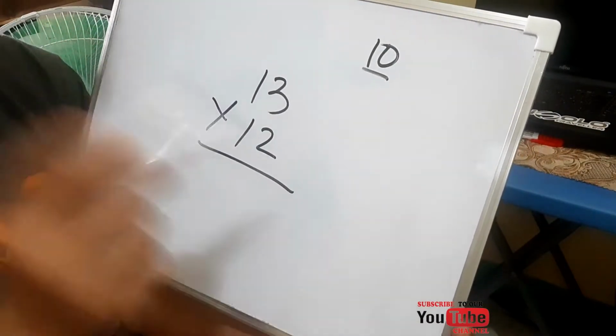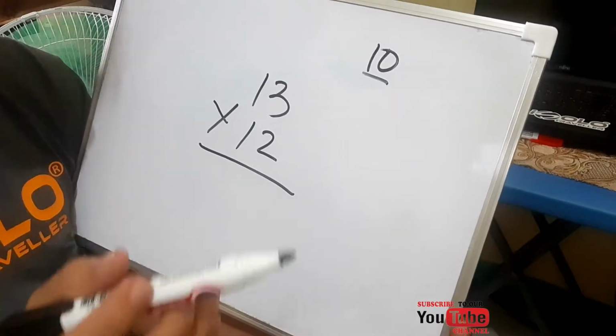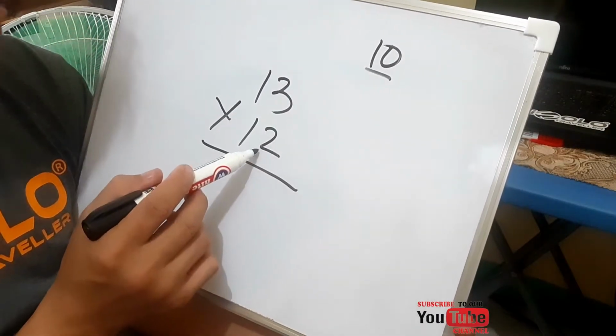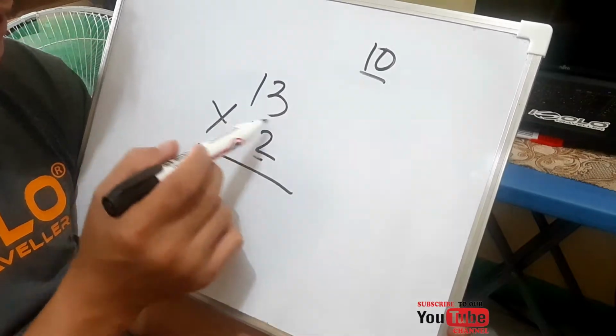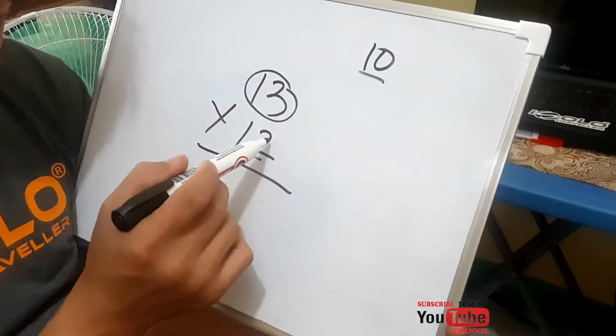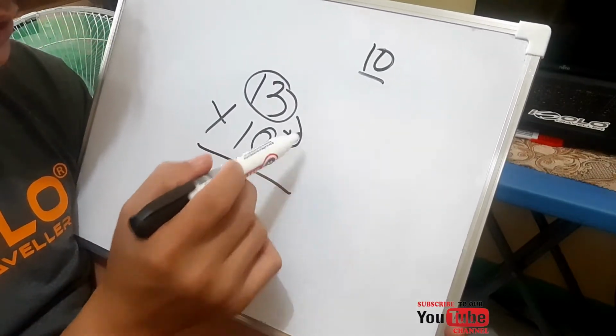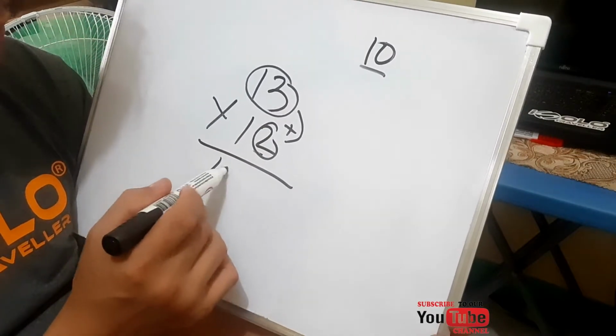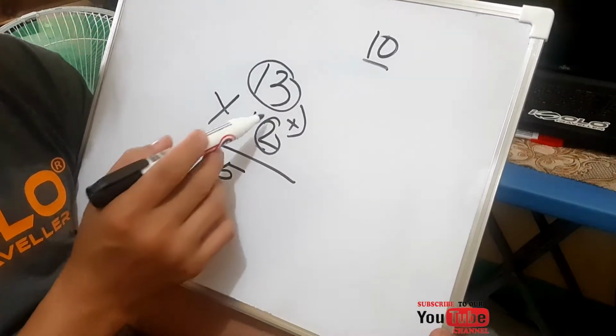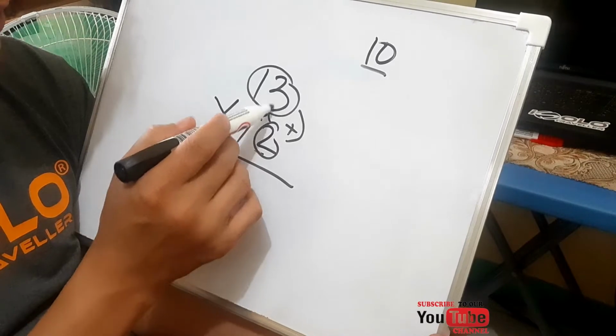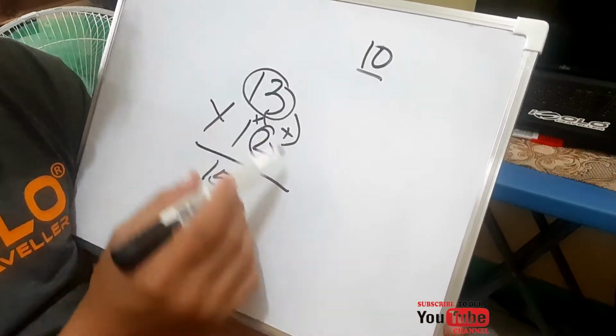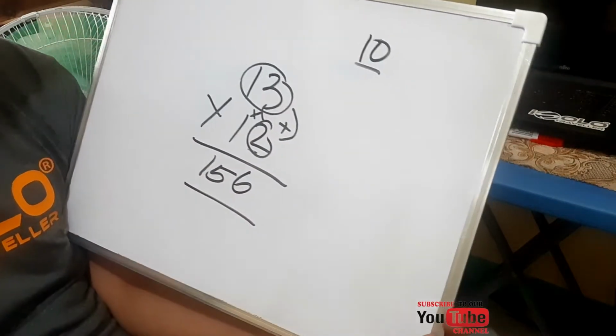To answer this instantly and quickly in just few seconds, all you gotta do is add these 2 to the entire number here. 13 plus 2 is equals to 15. And afterwards, multiply this together. 2 times 3, 6. And this is your final answer.